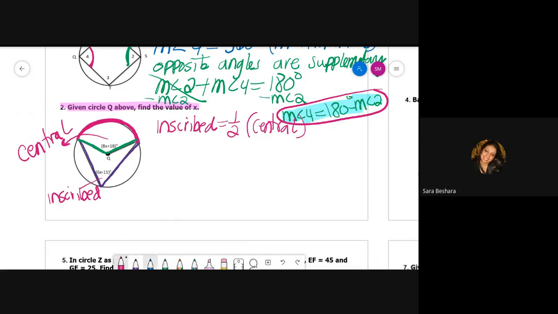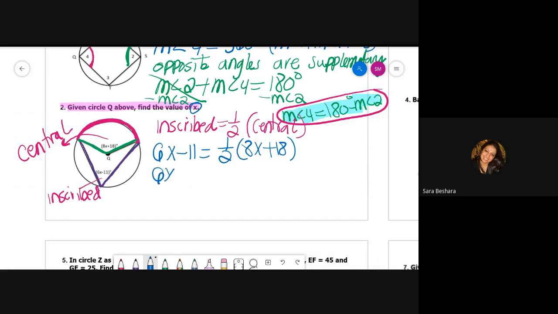All right, now we are looking to find x. Remember that. So the inscribed is 6x minus 11. 6x minus 11 equal to 1/2 the central, which is 8x plus 18. And that's it. We just solved for x. And the question didn't ask for anything more than that.